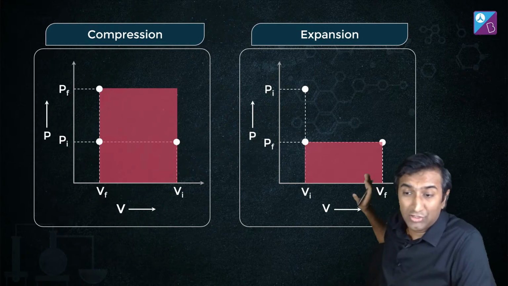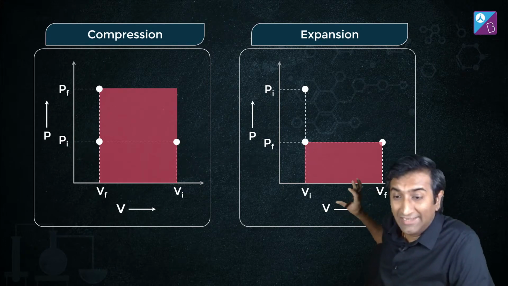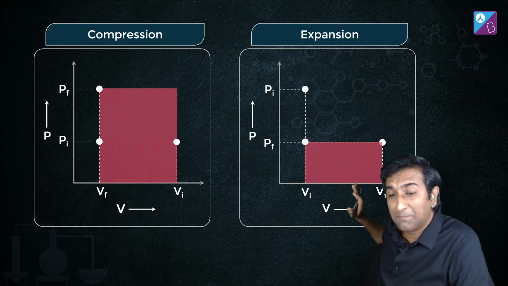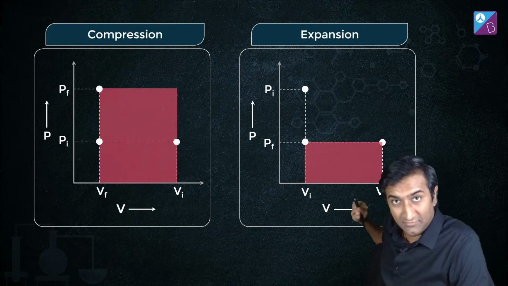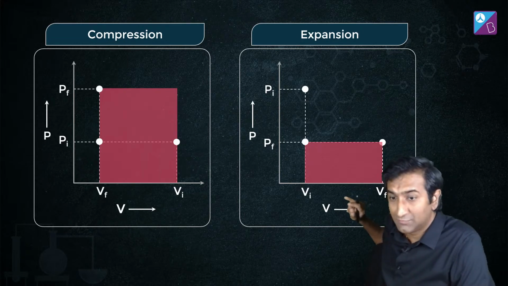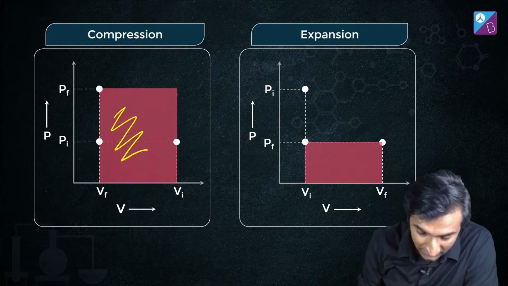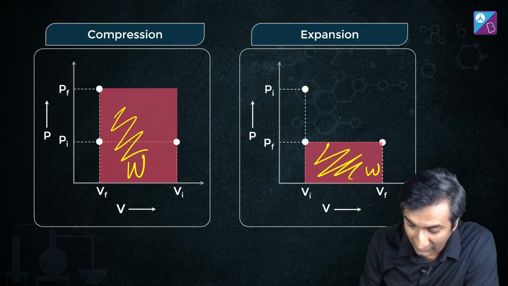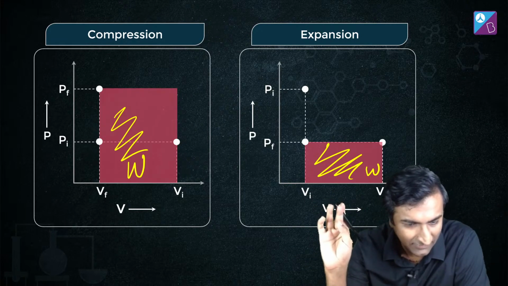Okay, so here I've got two different processes. The same pressure, same volume, and the shaded part is the work done. Do you follow this? I'm slowing down here because this part is ridiculously important. This shaded part is the work done. Okay, is that all right, guys?